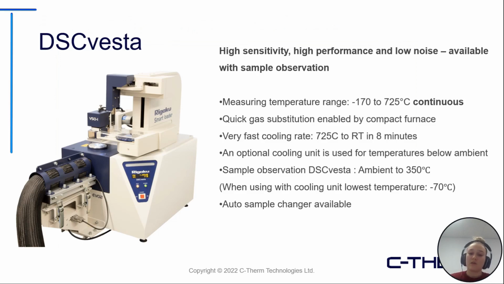There's a really nice feature of quick gas substitution, which I will show an application of later on in the presentation with some carbon blackened rubber. Very nice feature of this system. It has a very fast cooling rate from 725 C to room temperature in only 8 minutes. That's with the cooling unit attached, which it is in the picture there, as you can see that tube coming out of the system. And there are a couple other options, the auto sample changer. There's some UV radiation capabilities as well. So it's a nice expandable unit with many different options.